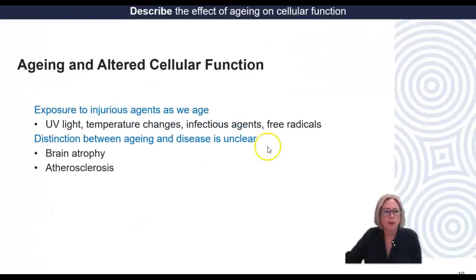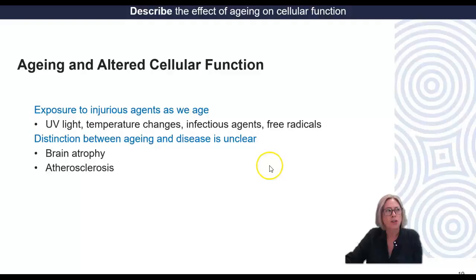We're going to finish up here with aging and altered cellular function. Now, over the period of our lives, we are exposed to injurious agents as we age, and they include things like UV light, temperature changes, infectious agents, and of course those free radicals that we talked about earlier on, which change the structure and function of cells.